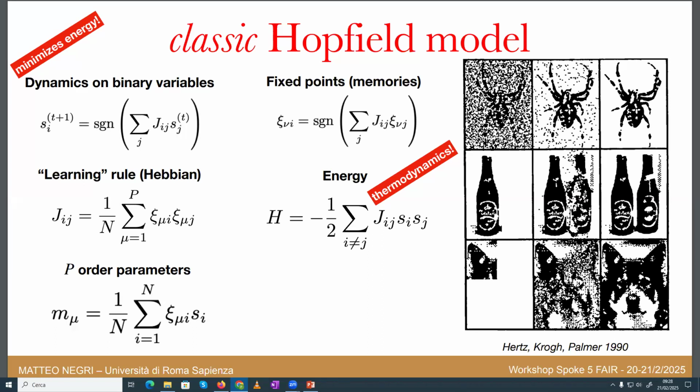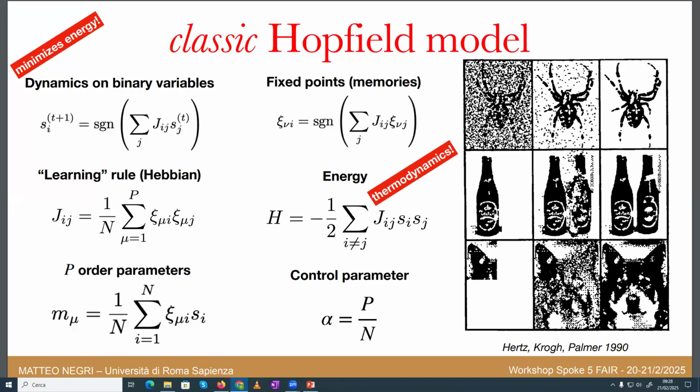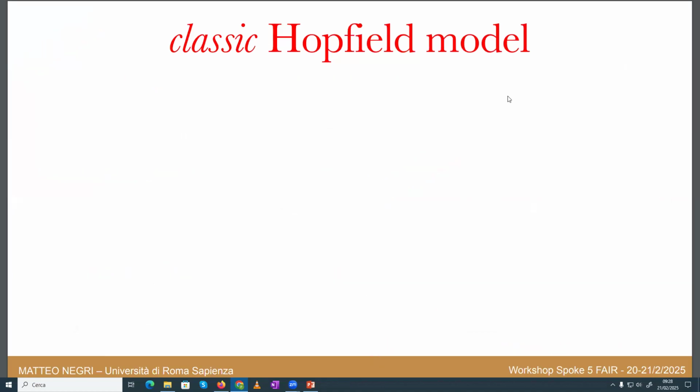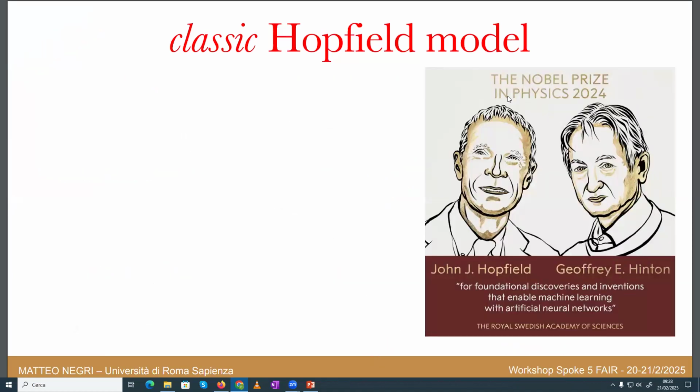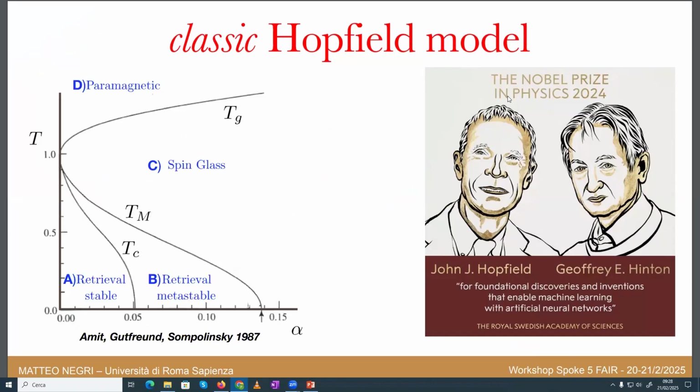And you have P memories, so you have one of the parameters for each of your memories. And then you have the control parameter, which is the ratio between the number of memories that you're trying to memorize and the number of variables in your system. And so you compute a phase transition. This was solved by Hopfield, and this is why he was awarded the Nobel Prize. And this is the phase diagram.